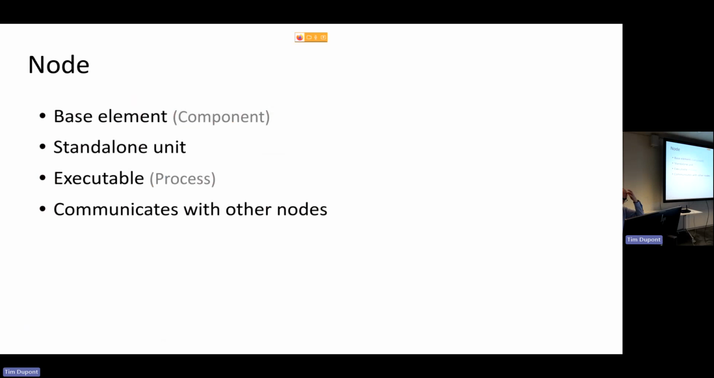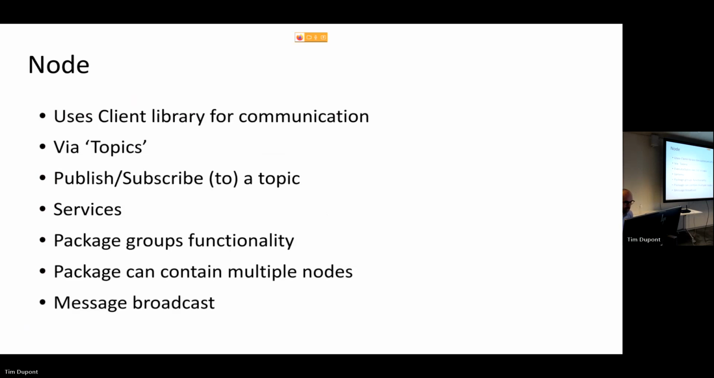So let's start with nodes. A node is a basic component to process. It just communicates with other nodes. So how will a node communicate? It will communicate via topics, which are just data streams. On a topic, you can publish data to it and receive, or subscribe to, data from it. The other way to communicate between nodes are services, which really just send a request and get a reply after a certain amount of time.